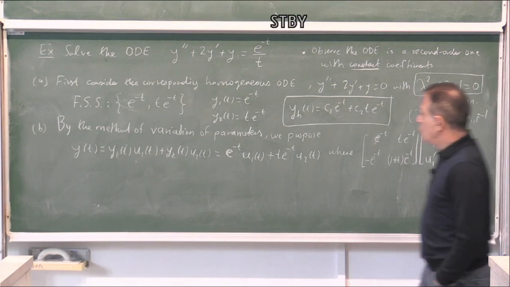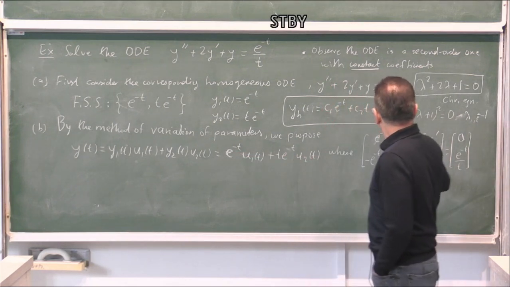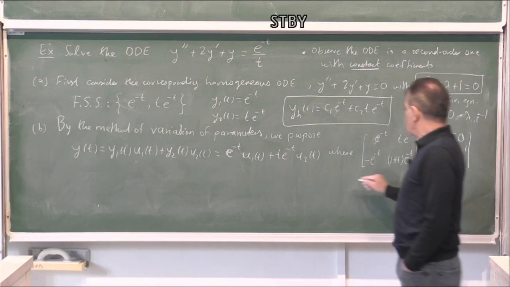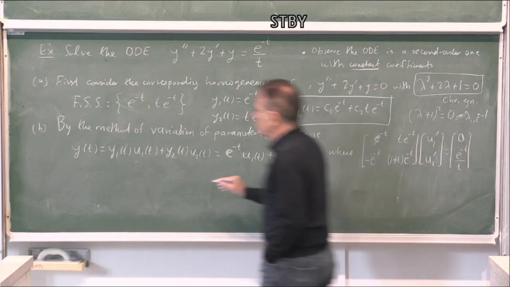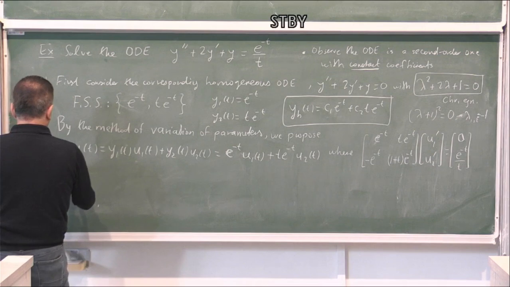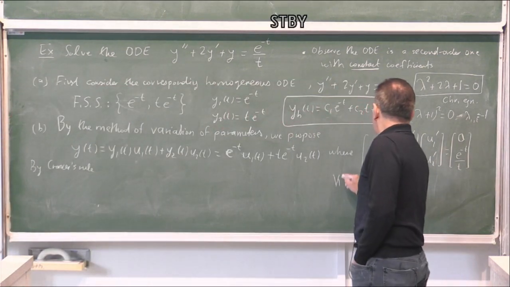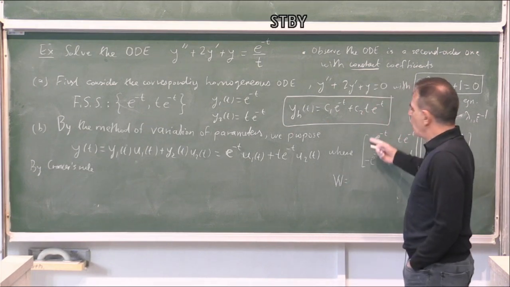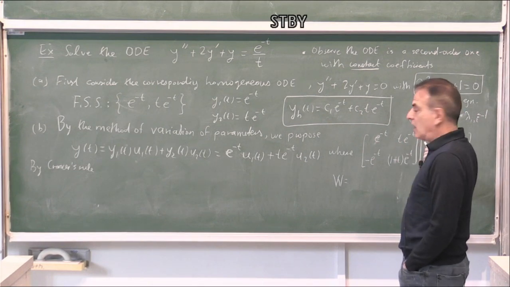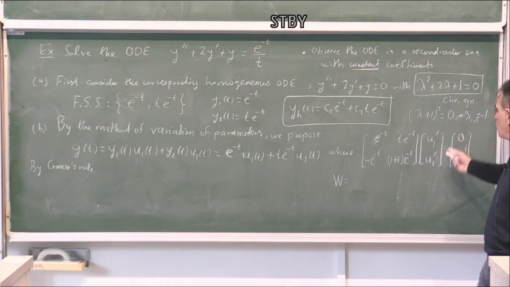Okay? Not u1 and u2 in the proposed solution, but their derivatives can be determined from this system. Let's use again Cramer's rule. By Cramer's rule, let's find omega. What is omega? The determinant of the fundamental matrix, or the coefficient matrix in this algebraic system in the unknowns u1 prime and u2 prime.